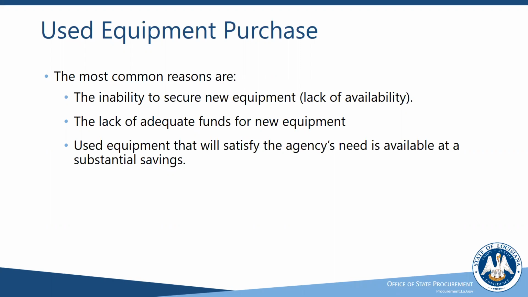So the next bullet states the lack of adequate funds for new equipment. Sometimes an agency simply doesn't have the funds available in their current budget to be able to afford new equipment, so they have no choice but to find used equipment. Then, used equipment that will satisfy the agency's need is available at a substantial savings. Other times, they may have enough money to buy new equipment, but there's no reason to, because they found a piece of used equipment that's in really good shape and will do what they needed to do at a much cheaper cost. So these are the most common reasons.